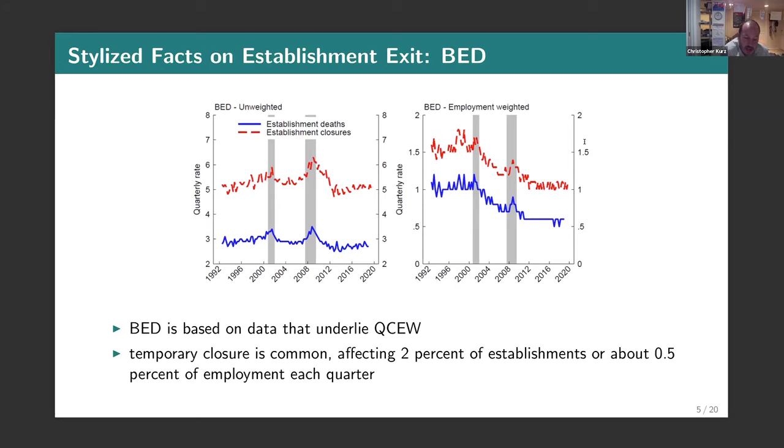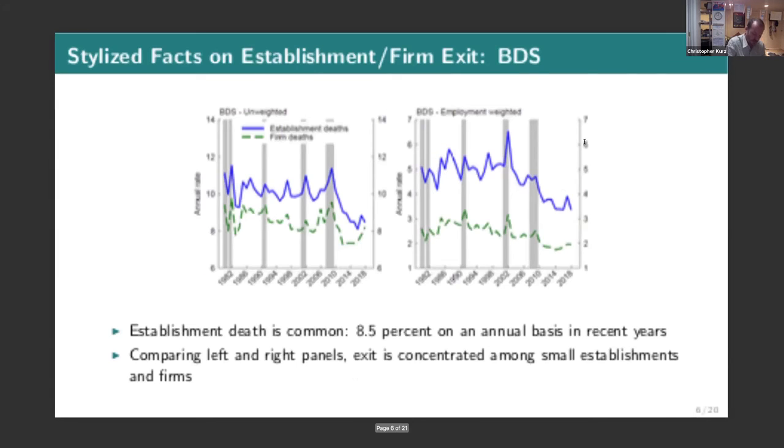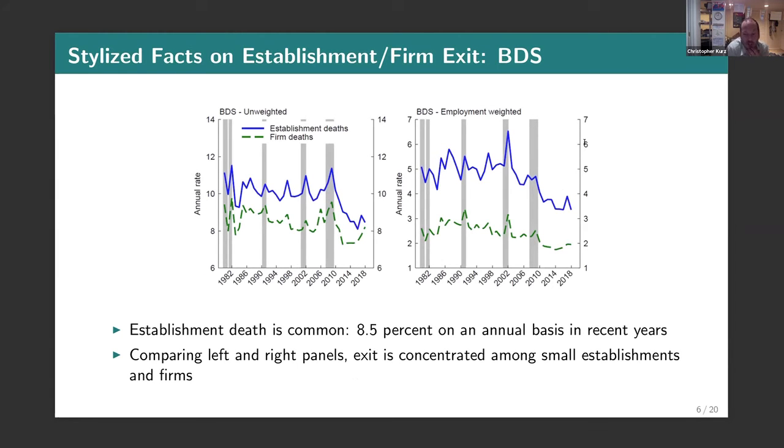The BED data is based on data that underlie the Quarterly Census of Employment and Wages. Temporary closure is common. Like I said, it is affecting about 2% of establishments or about 0.5% of employment each quarter. And the way I get to that 2% and 0.5% is really the difference between the red dashed line and the blue lines. Now let's look at the census sourced information.